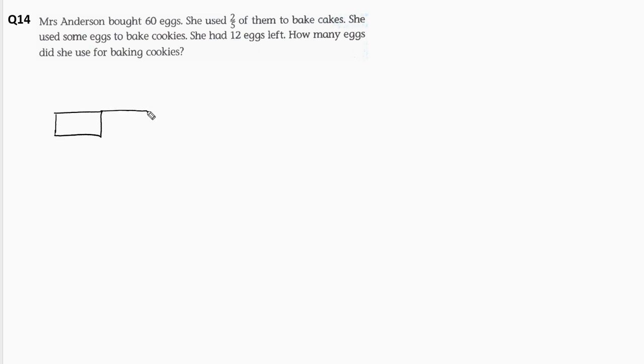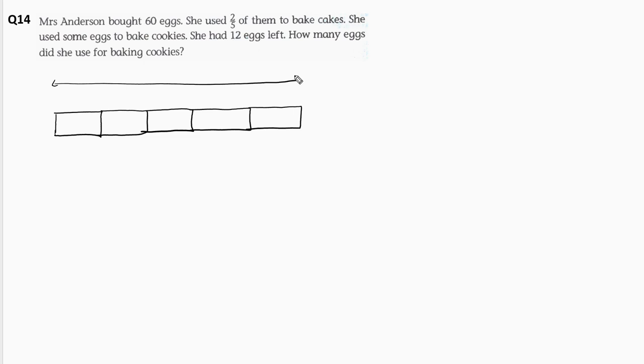So that's 1, 2, 3, 4, and 5. Okay, so this represents all of the eggs. And in fact, that's 60 eggs. And I've split it into 1, 2, 3, 4, 5 parts because the question is using fifths.